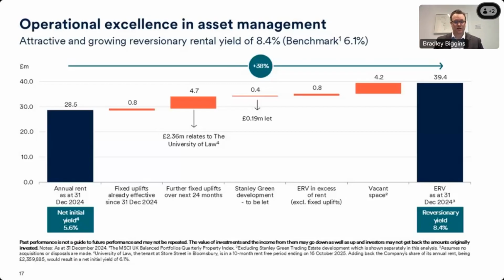At Stanley Green, so I mentioned that development of 11 units, 10 of them, as at today, are either let or have an AFL, agreement for lease, in place. There's only one unit that remains vacant now. We're working hard to let that, and that'll bring in another sort of £200,000 of rent.